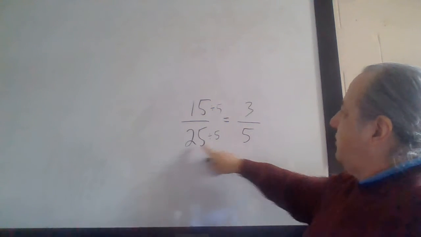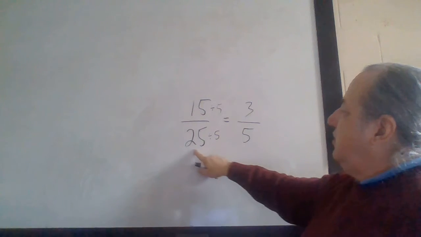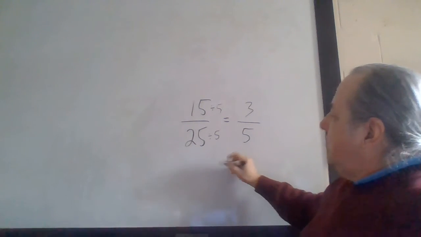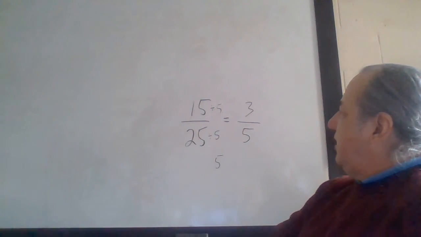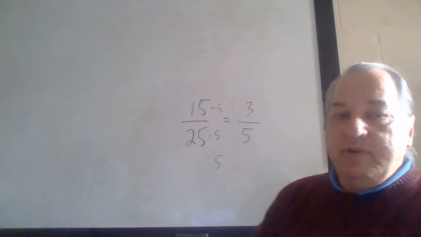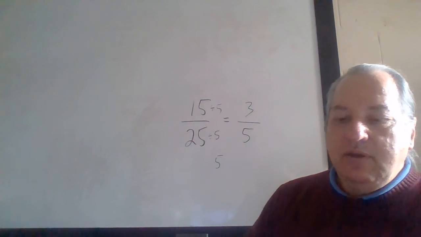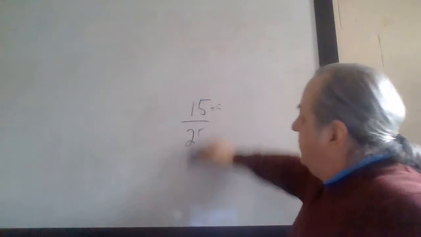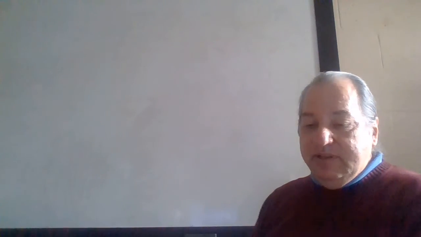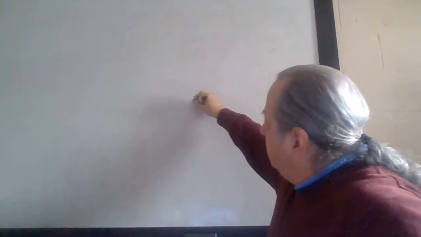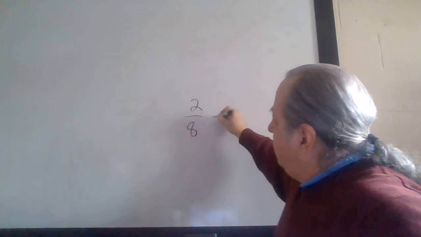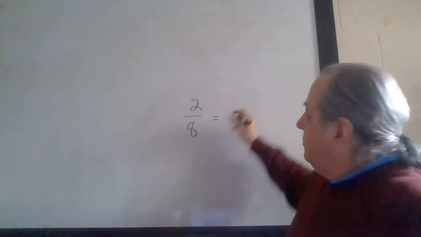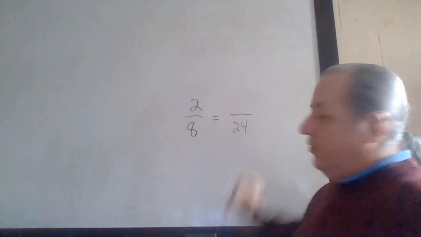So 15 over 25 and 3 over 5 are equivalent fractions. Or the way the book gives the answer, since your blank was here, your answer could be simply 5. Okay? Let's try a couple practice problems, and then I will give you an assignment. So let's try this one. 2 over 8 is equal to what over 24?